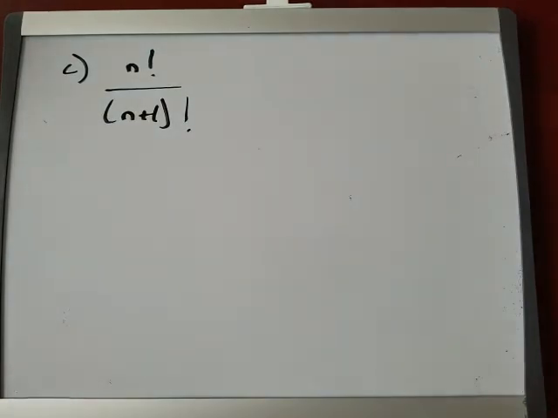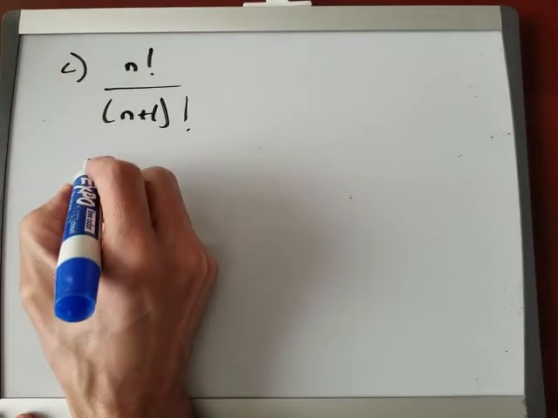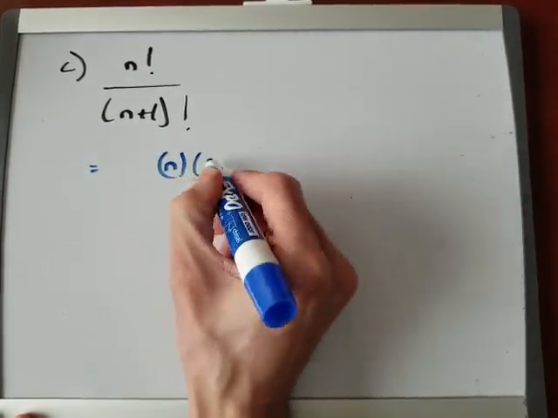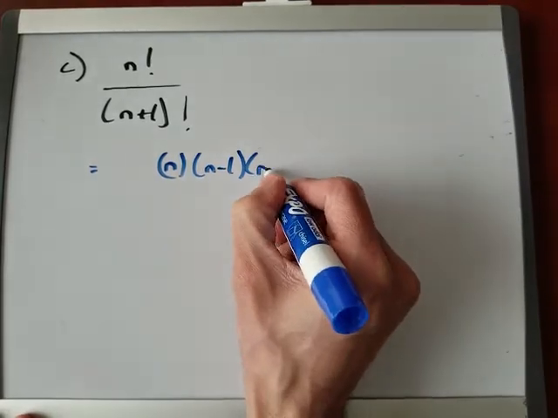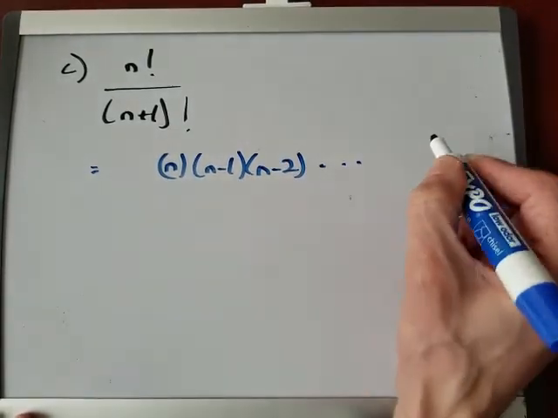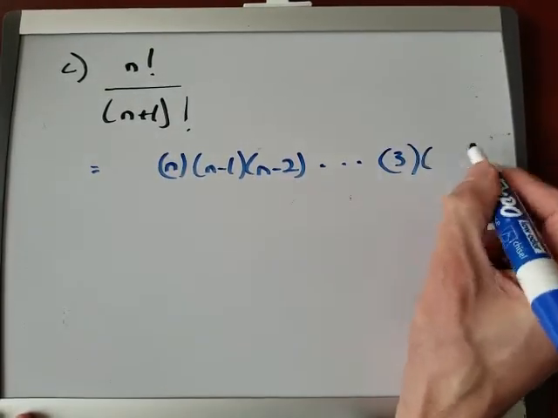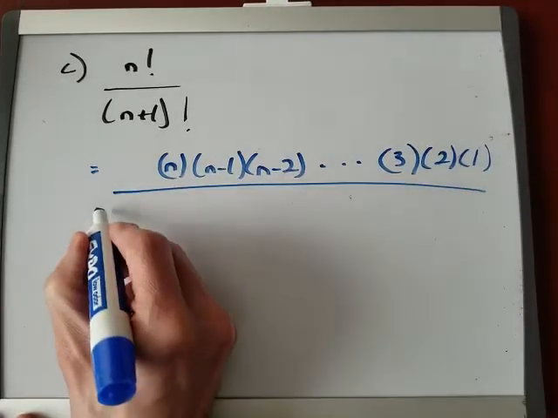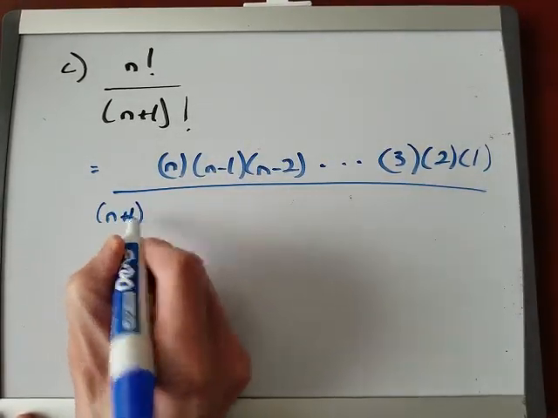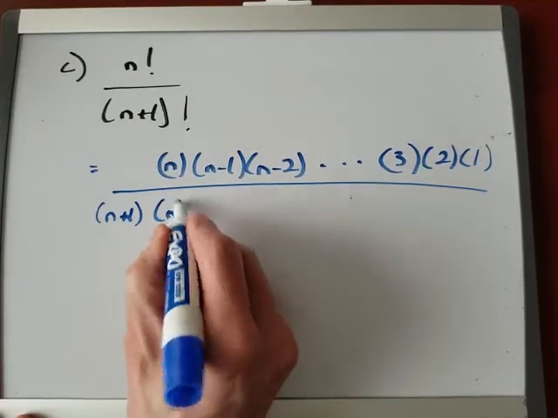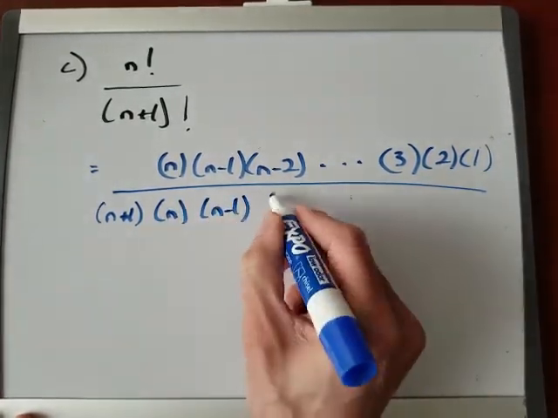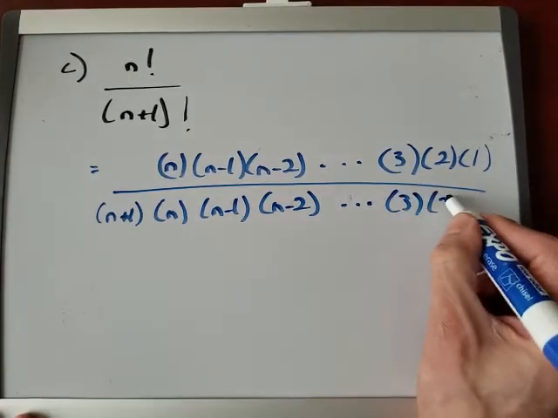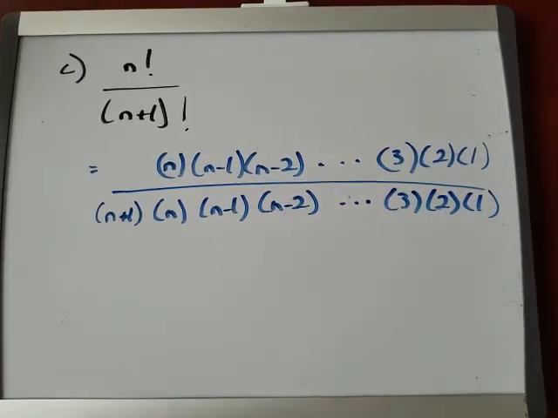Let's simplify it. Let's break it down as much as we can. I'll start with the numerator. The numerator has n times n minus 1 times n minus 2. It really does feel like the full definition of a factorial. Goes down to 3, 2, and 1. Now our denominator. Our denominator, we start with the first number, which is n plus 1. Then we start to go smaller, and hopefully you're getting the hang of this. It's very theoretical. Again, it's tough to see the real world purpose behind this.